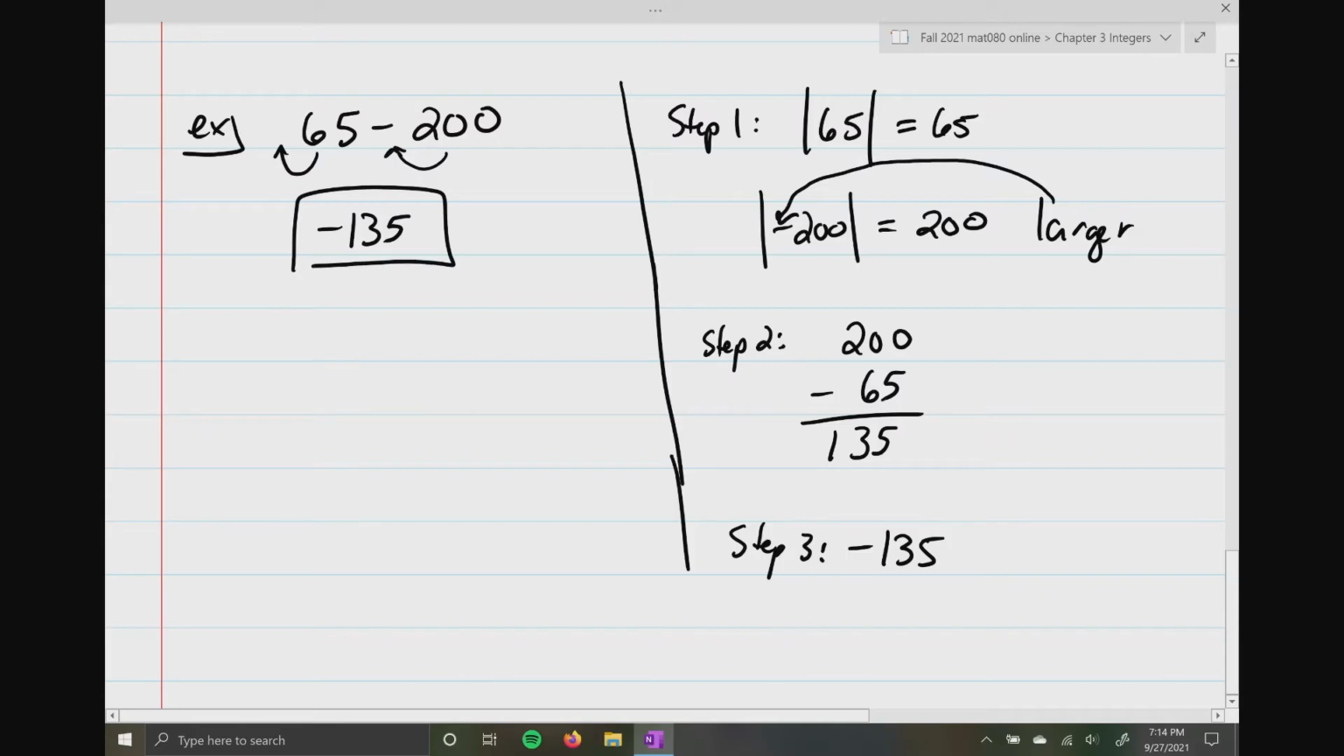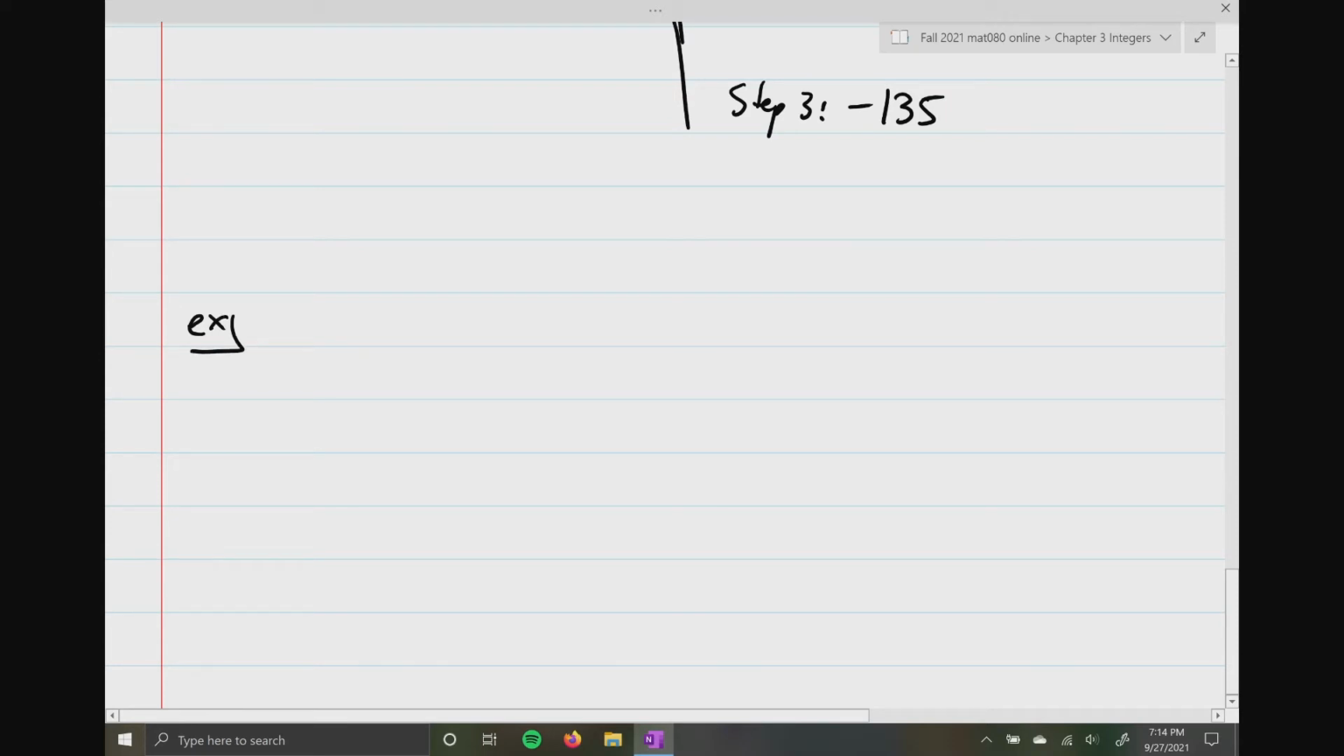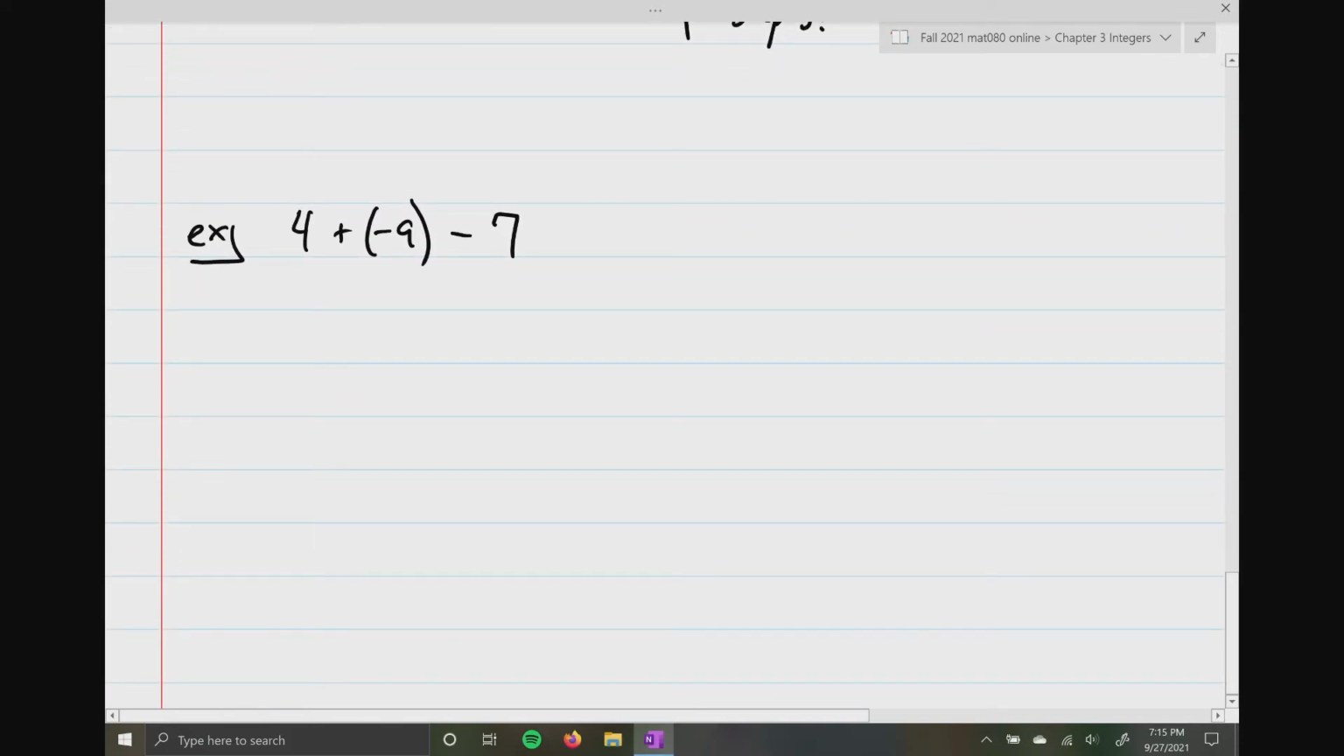Okay? So let's try another one here. How about 4 plus -9 minus 7? Okay? So we're just going to go left to right. So if you notice, we have that situation where we have two signs back to back, and they're both opposites, plus and a minus. So we're going to rewrite the problem as 4 minus 9 minus 7. Now, the 4 is positive, the 9 is negative. We're not going to worry about that minus 7. We'll worry about that at the very end.